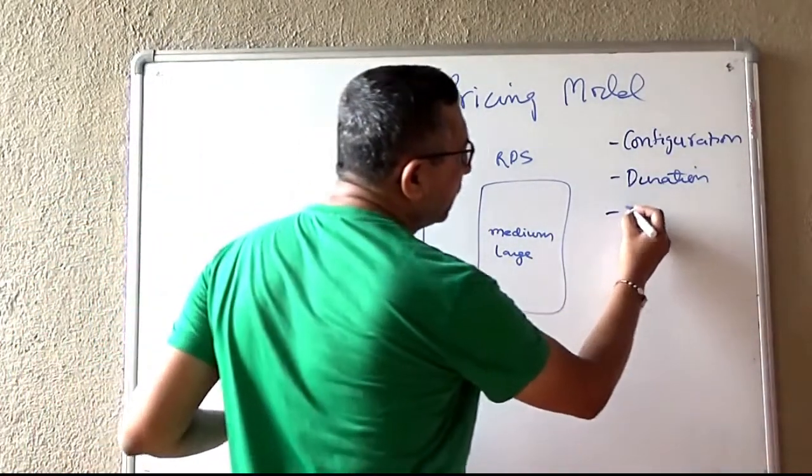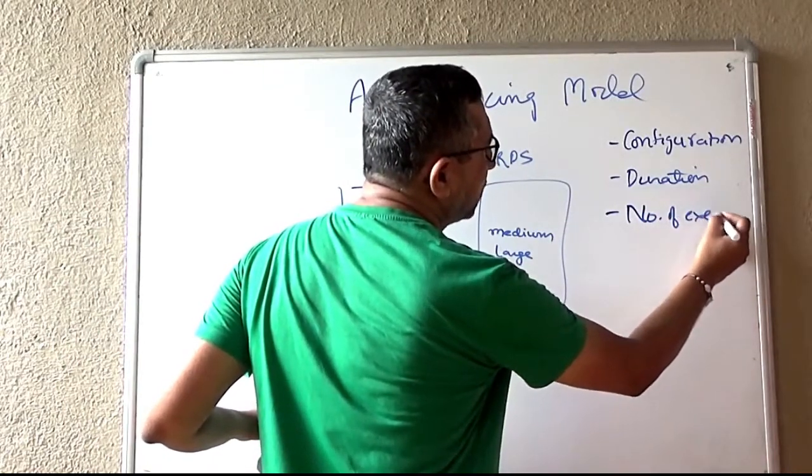Okay. Then the third thing to understand is the number of executions.